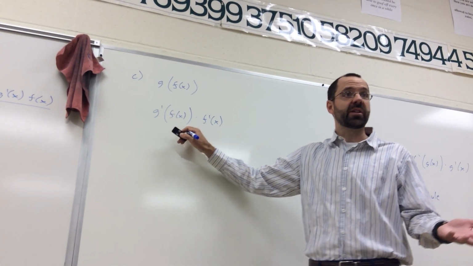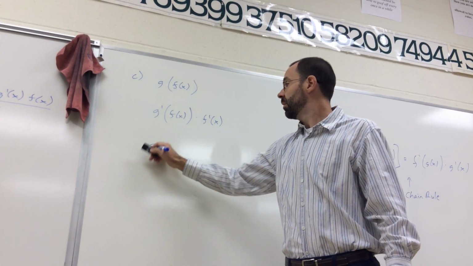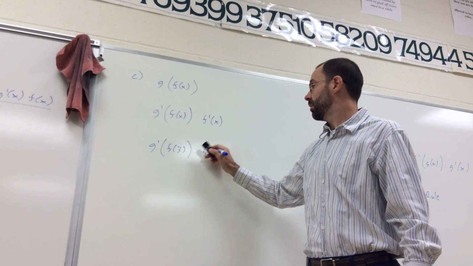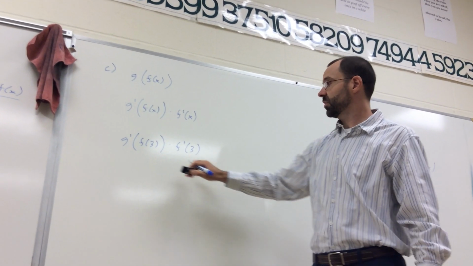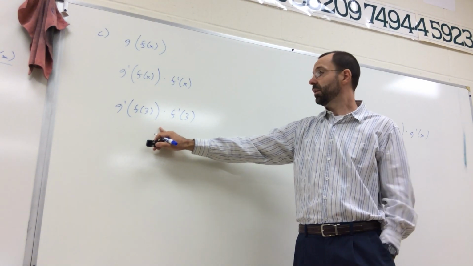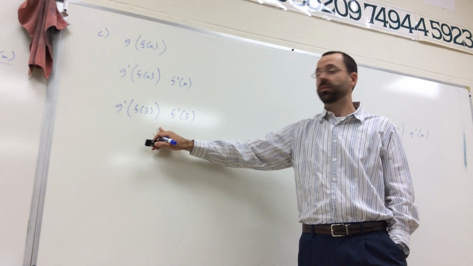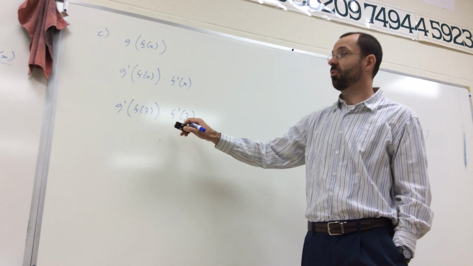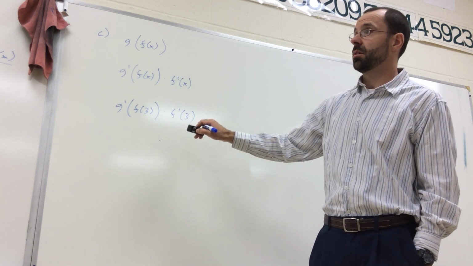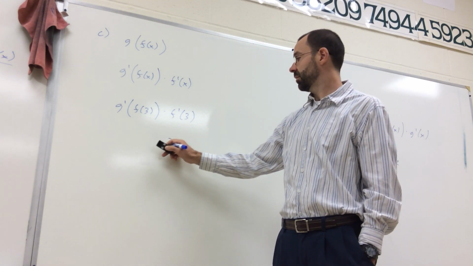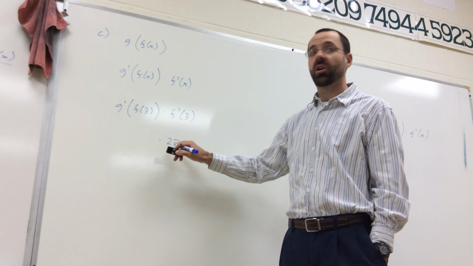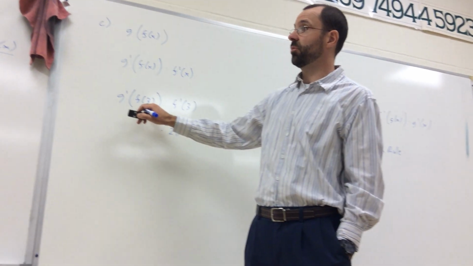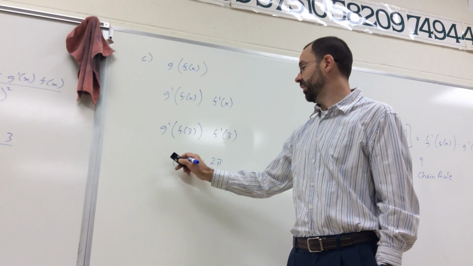So now I have to plug 3 into it, right? So I have to plug 3 into that function. I'm going to figure out f prime of 3, and that's 2 pi, just reading that off the chart. Then I'm going to figure out f of 3. That's 3.